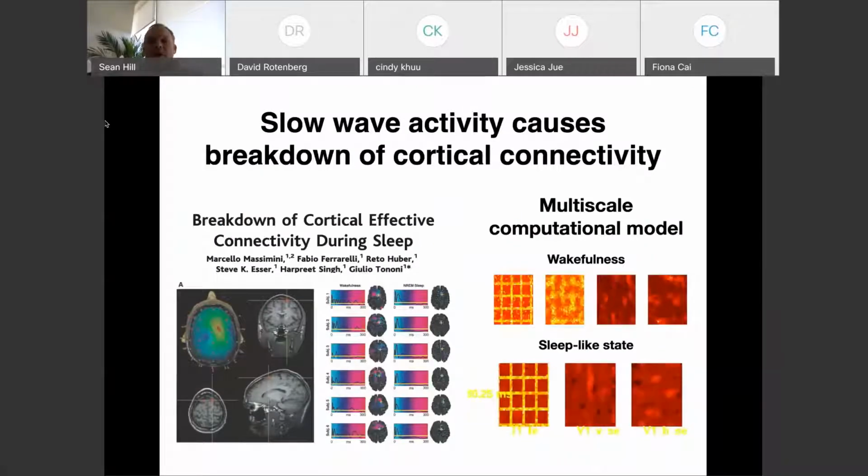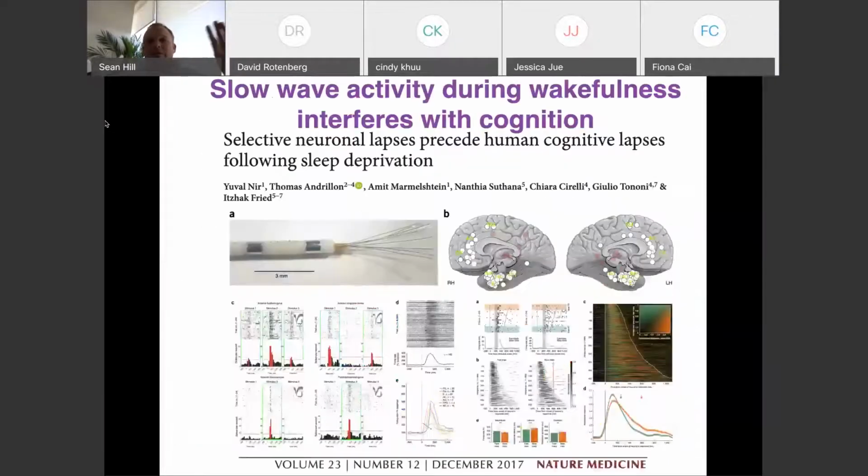And it impacts the connectivity, the effective connectivity between brain areas. So testing using TMS from Marcello Massimini's group, they could see that when the brain or brain regions were in sleep-like states with slow wave activity, that interfered with the communication between brain areas, and computational modeling has been used to show exactly that effect as well. And what's striking about that is that slow wave activity actually can occur during wakefulness. And so you can have interruptions in connectivity between brain areas during wakefulness when you have this local slow wave activity. And this has been seen intracranially in humans after sleep deprivation.